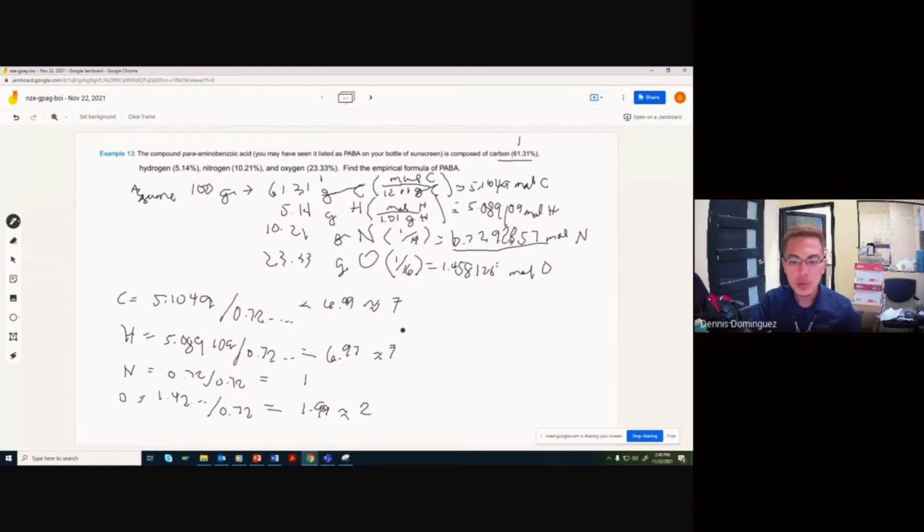So meaning to say, this will be the final empirical subscripts or atoms of each component. So the empirical formula of PABA or para-aminobenzoic acid is C7H7N1O2, or C7H7NO2. Pwede lang i-exclude natin yung 1, kaya as is naman na siya as 1 kung wala siya. So, this will be the formula of your para-aminobenzoic acid.